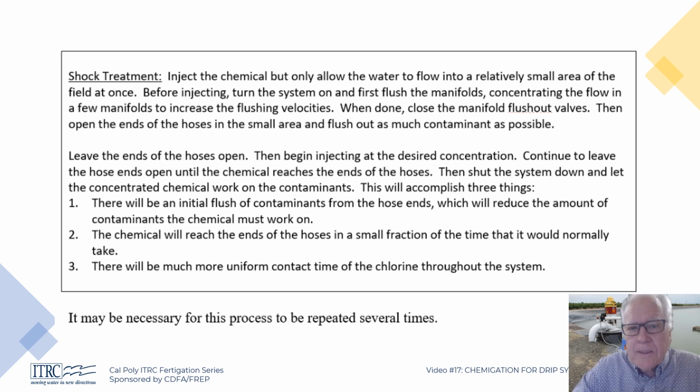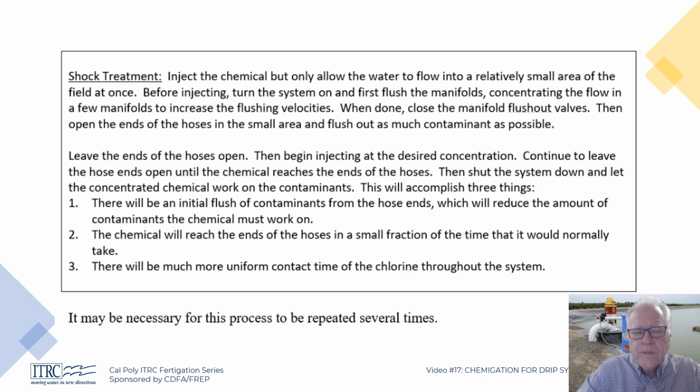So when you're done with that, before you do anything else, you turn off your pump, but then you close the manifold flush out valves. Then you open the hoses in a small area. A small area meaning if you normally irrigate 60 acres at once, you would open maybe 20 acres at once. So maybe a third of the area. That's all you do at once, and then you flush out as much of the contaminant as possible, simply because why in the world would you want to waste your chemical on contaminant that you can get rid of?